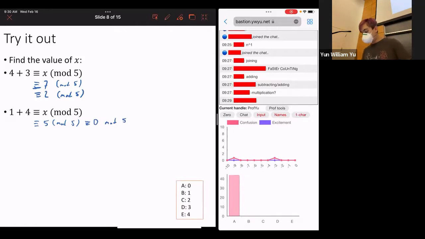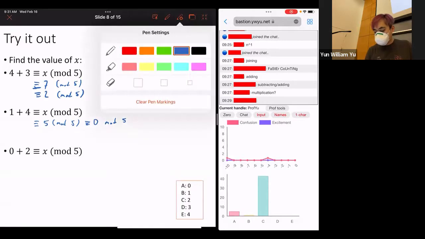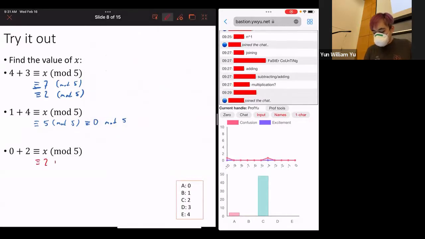And I think I have 2 other ones. So let's go through these fairly quickly since you all seem to know what's up. So this one should be fairly straightforward. What's 0 plus 2 equal to? What's 0 plus anything equal to, really? Yeah, so it's just equal to 2. So I'll write that down: 2 mod 5.